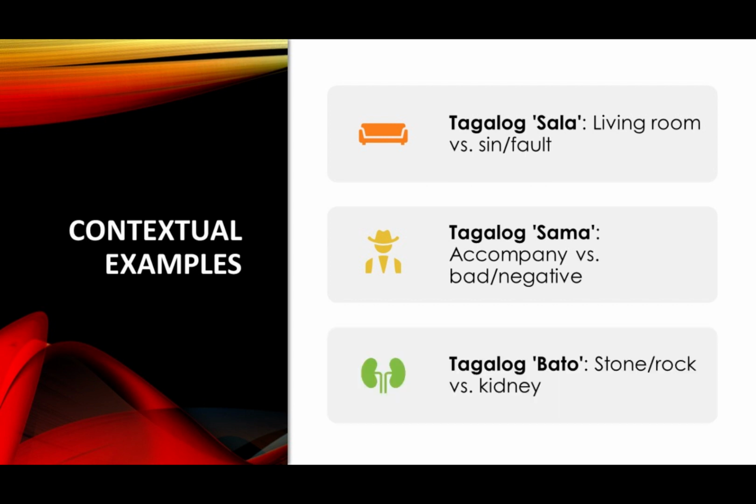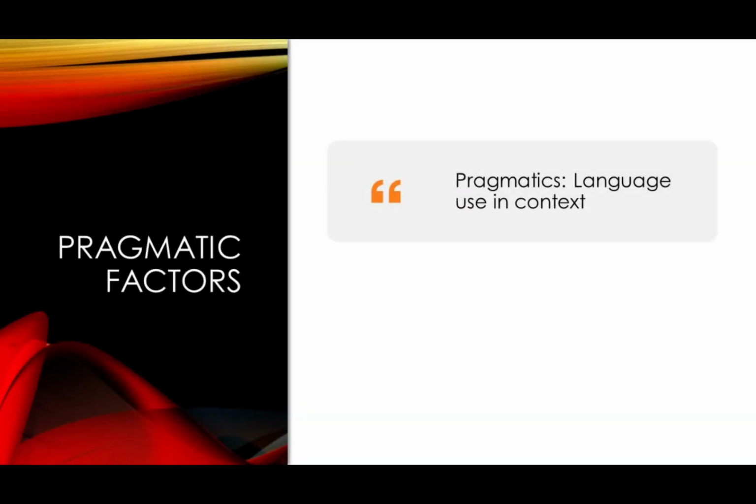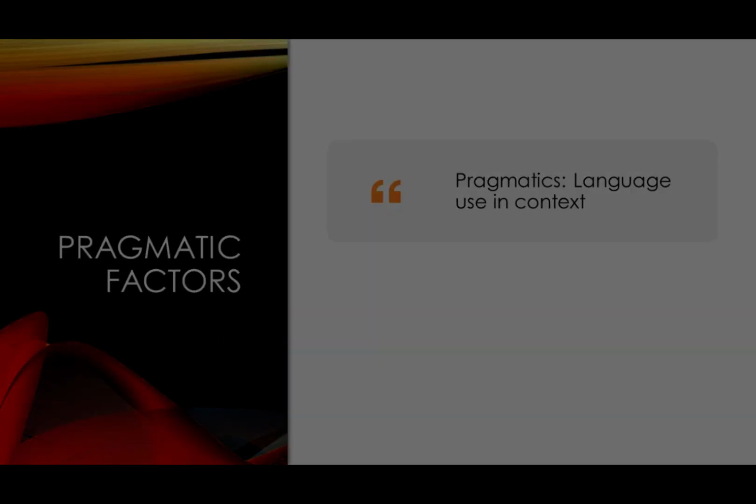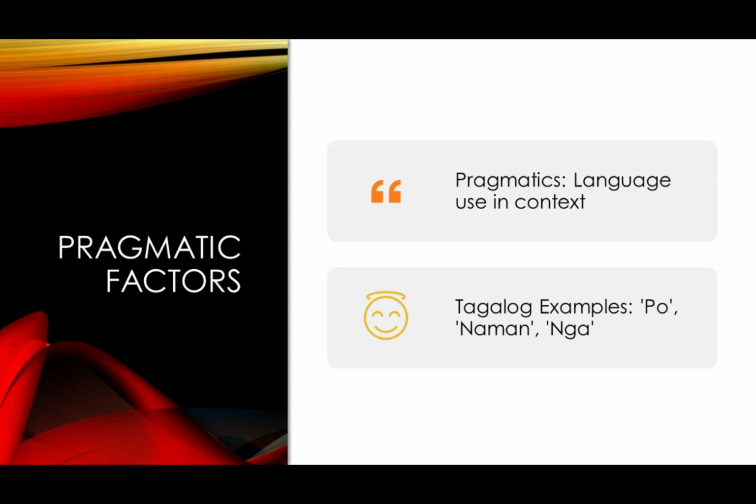bato can refer to stone or kidney based on context. Pragmatics, which deals with language use in contexts, is closely tied to semantics in Philippine languages. In Tagalog, adding po conveys respect, naman adds emphasis, and nga provides confirmation. These markers alter the meaning of statements significantly.